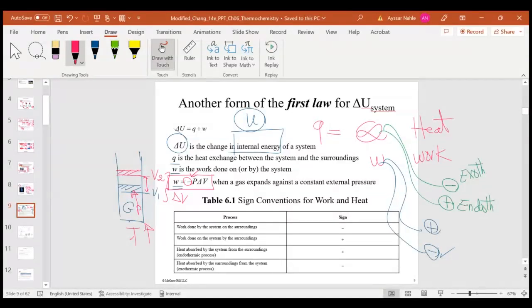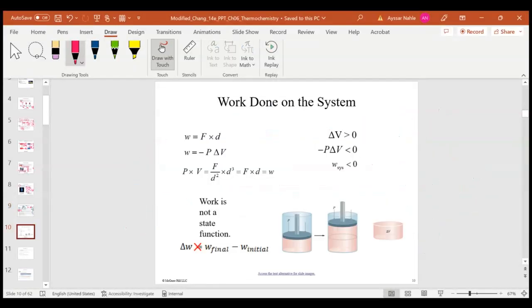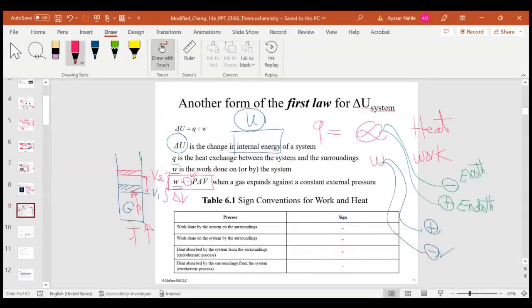Okay? Now, again, if you look at it in a different way, if the V is going from V2 to V1, what will be delta V? V1 minus V2, which is negative, yeah? But negative times this negative in here becomes plus. That means the work is being done on the system. Somebody pushed the piston down. Okay?